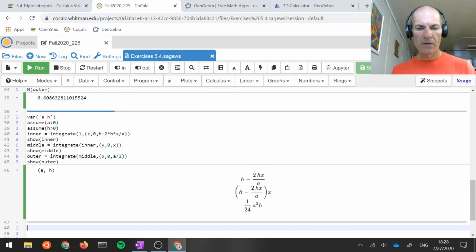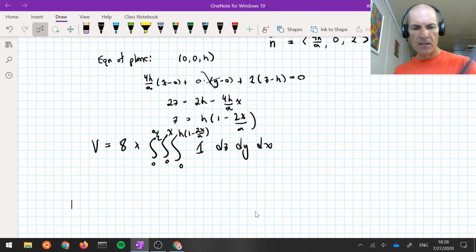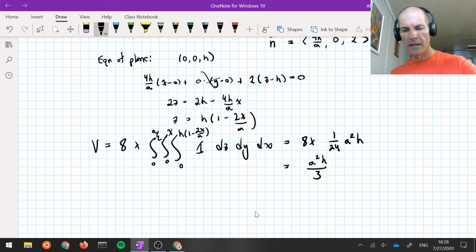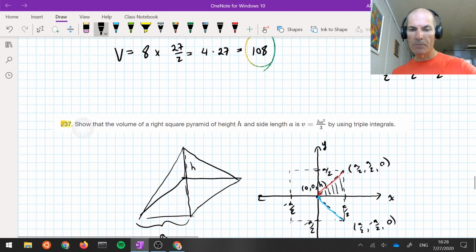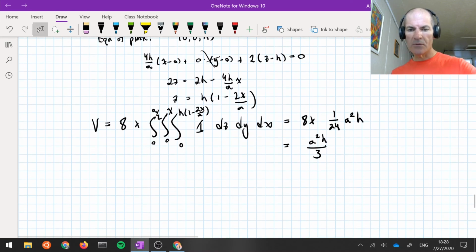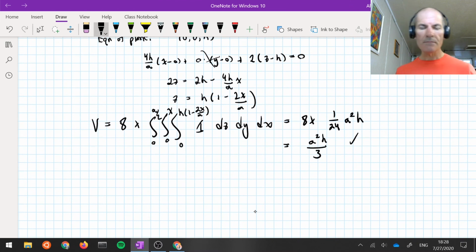And we run this, and we end up with 1/24 a squared h. So this integral, the integral itself, is 1/24 a squared times h. And of course, 8 over 24 is 1/3. So we get a squared h over 3. I think that's what we were looking for. Yeah. A squared h over 3. So we're good. Okay.